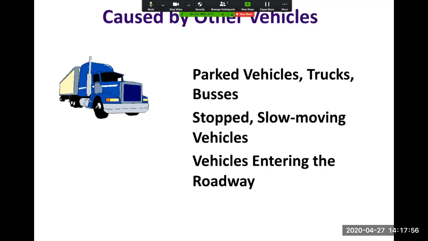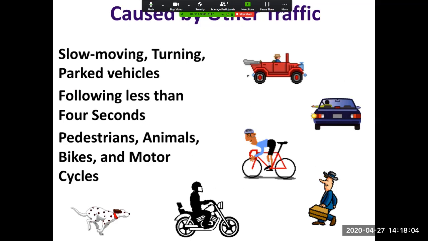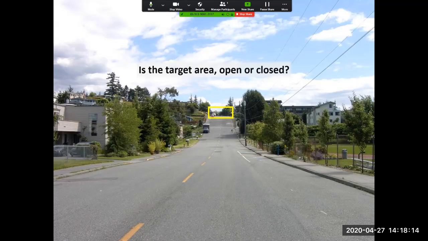Especially if they're parked cars on the side of the road and we're trying to make turns. We can't see past them, so you might have to creep out to that safety stop. Caused by traffic, anytime they have slower moving vehicles, at times that can make it more difficult to see in what we're trying to do.